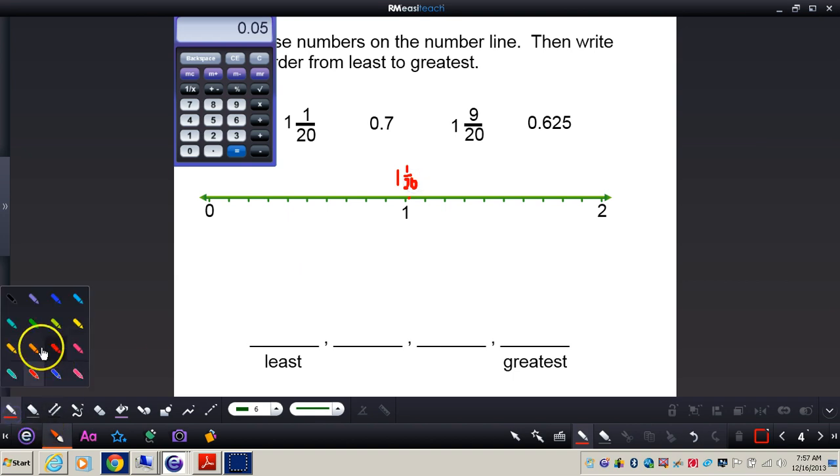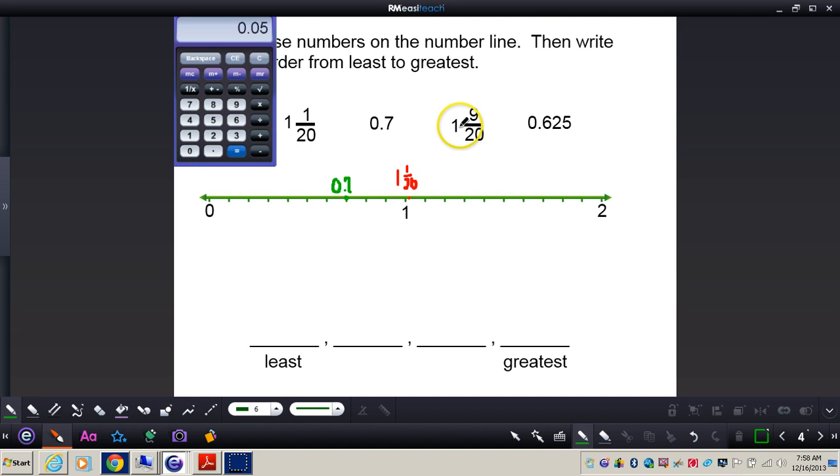My next one is pretty simple. It's 7/10. So it's 0 and 7/10. Right away I know 1/10, 2/10, 3/10, 4/10, 5/10, 6/10, 7/10. So we can put my 0.7 right here.